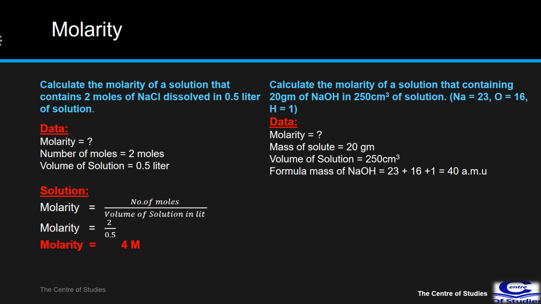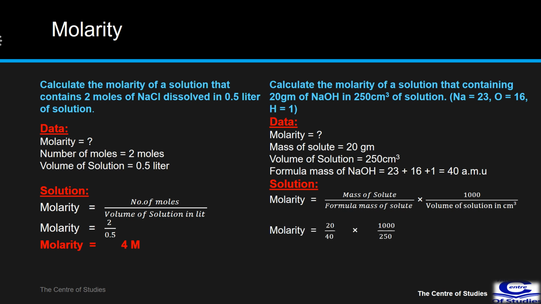Coming to solution, when the volume of a solution is given in centimeter cube, the formula to find out molarity will be molarity is equal to mass of solute divided by formula mass of solute into 1000 divided by volume of solution in centimeter cube. So by placing the values in their respective positions, we get molarity is equal to 20 divided by 40 into 1000 divided by 250. And now by calculating, we get the answer. So the molarity of 20 gram of sodium hydroxide in 250 centimeter cube of solution is 2 molar.